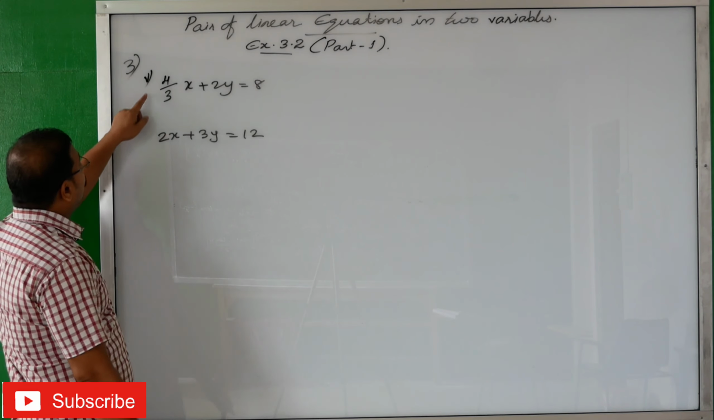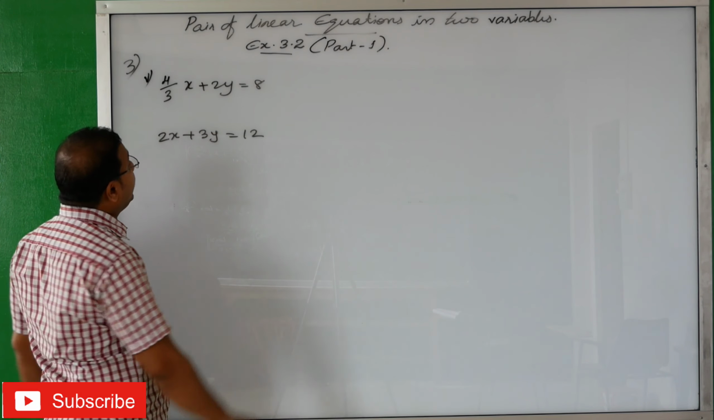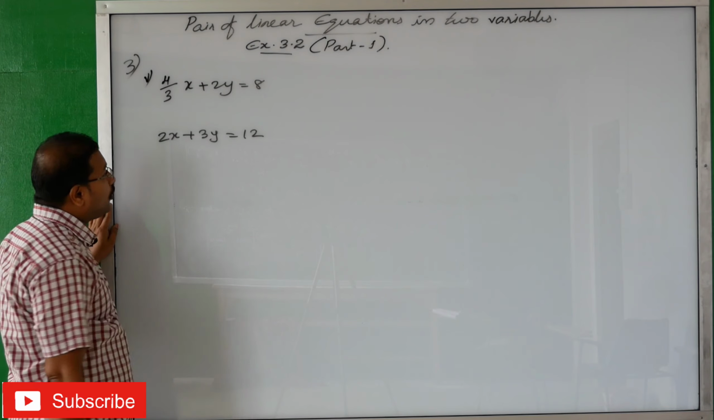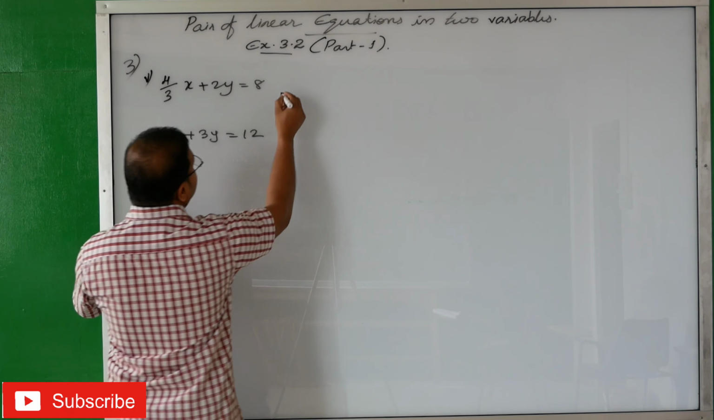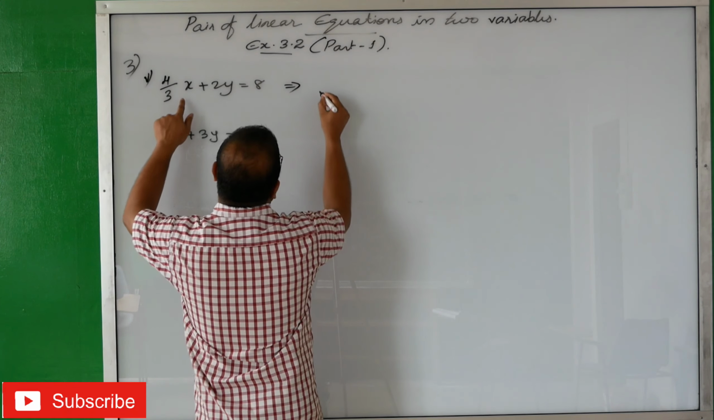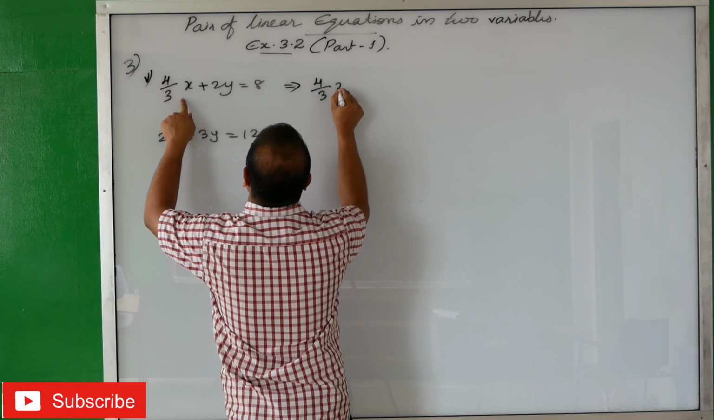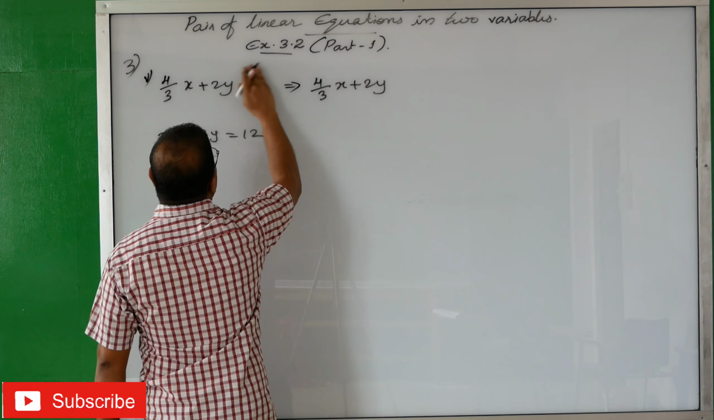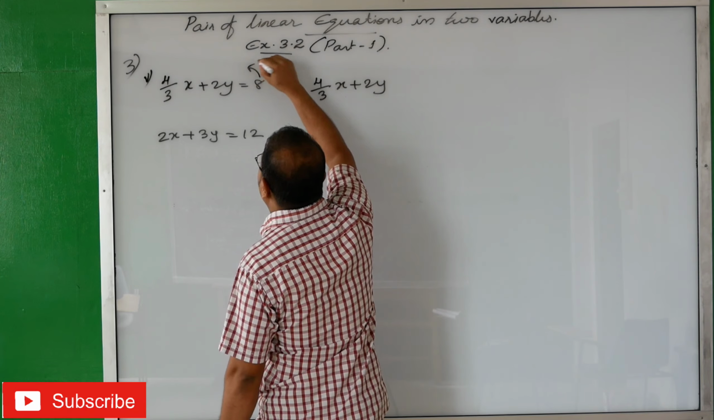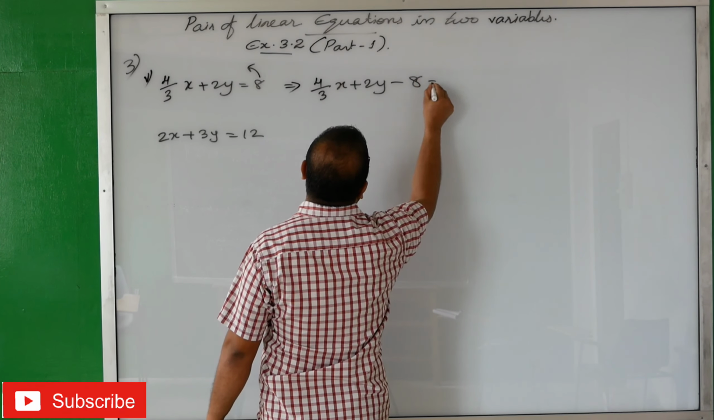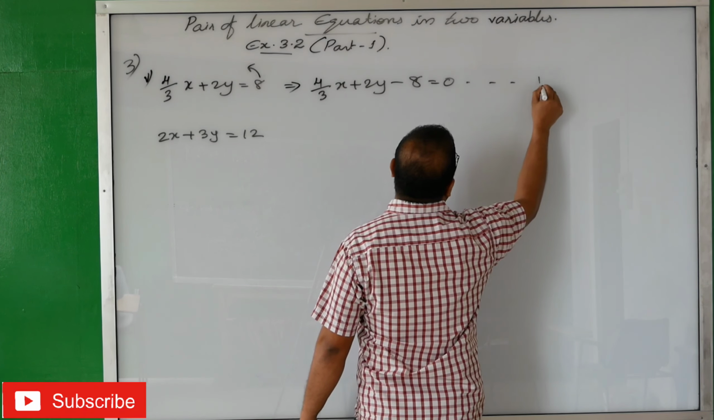Question number 5. 4 by 3x plus 2y equals 8, 2x plus 3y equals 12. Ready? This implies, let us arrange it. That is 4 by 3x plus 2y. See, 8 goes to the next side. It will be minus 8 equal to 0. That is equation number 1.